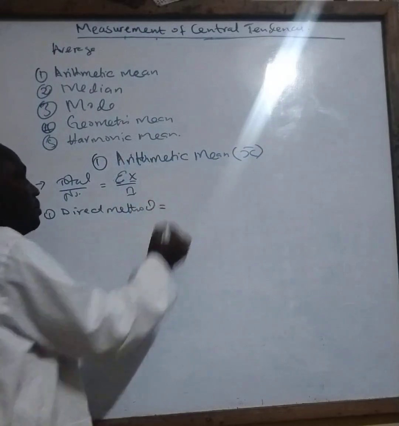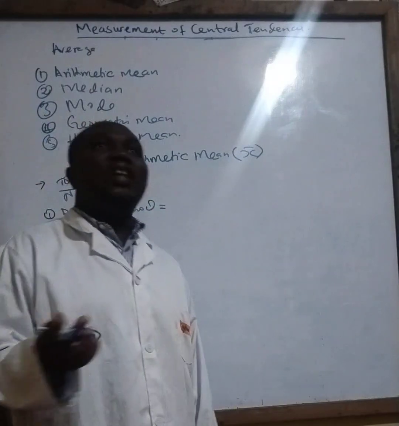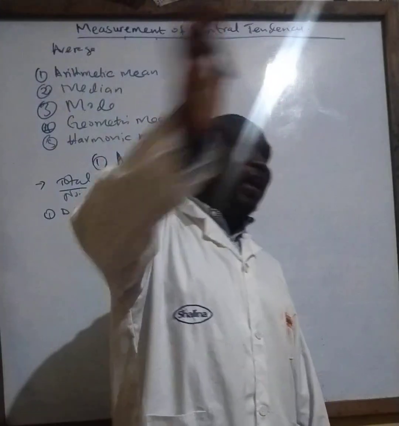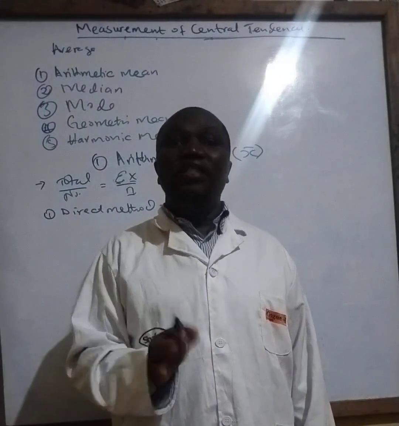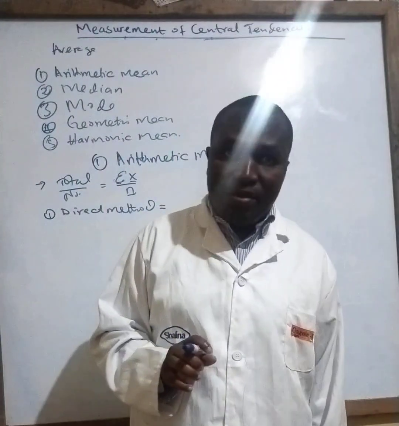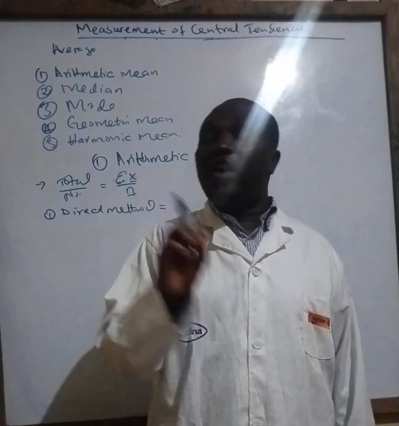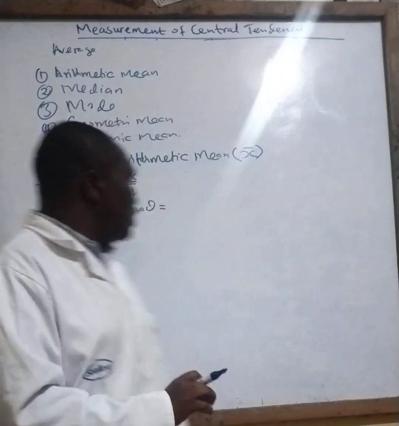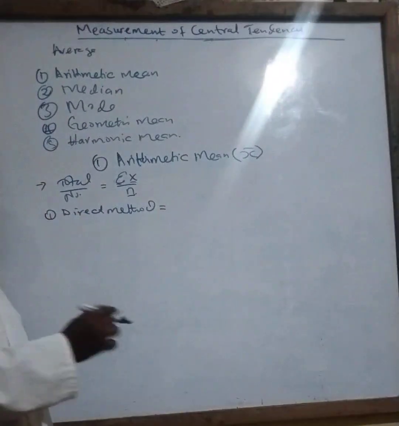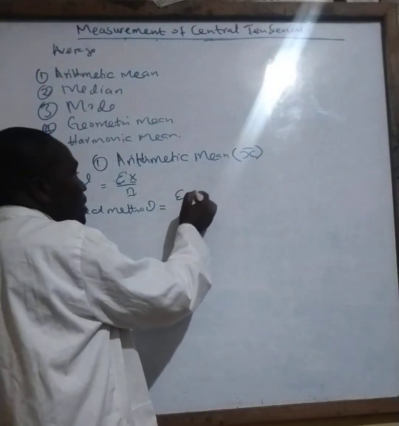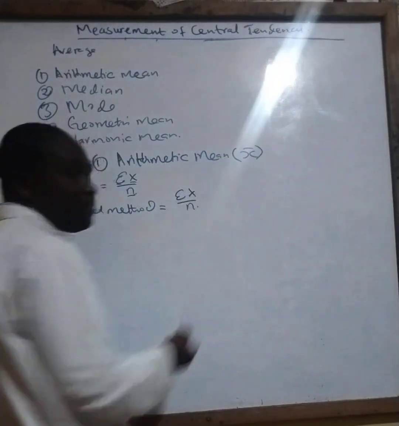Now, when you talk about a direct method, you are just talking about a method that says you sum up the entire population or the data, then you divide by the number of items. You add them manually, then you divide by the number of items. That is what we call a direct method. And therefore, it is just saying summation of x over n.